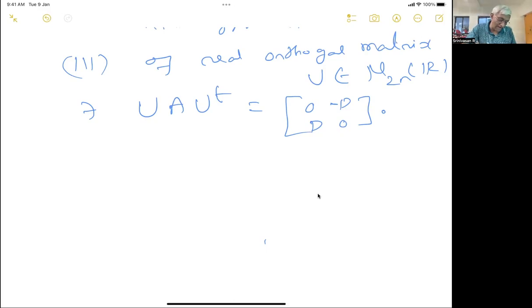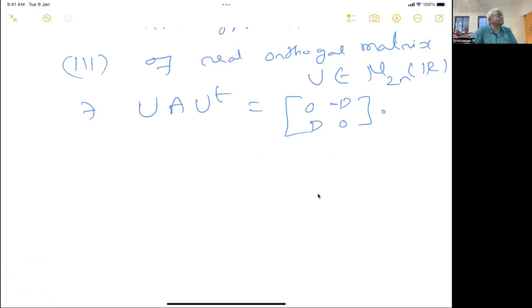I get this form for A plus JAJ, which is also antisymmetric, right? But from this, I can't get it for A. So maybe the proof will work, or I don't know. I was able to do till then. Then I'm confused for last few days. So I was trying to prove this.